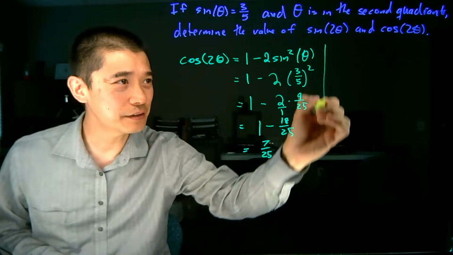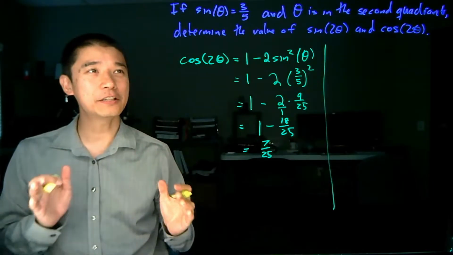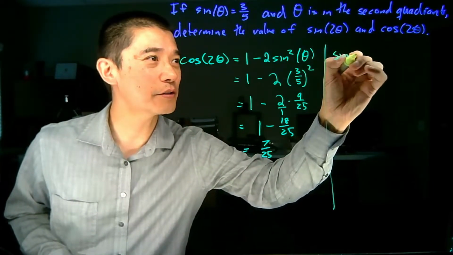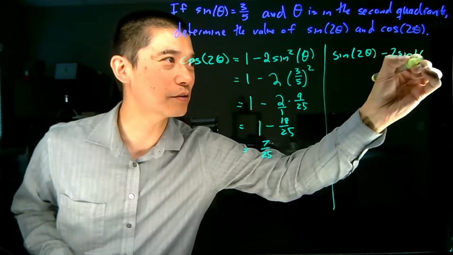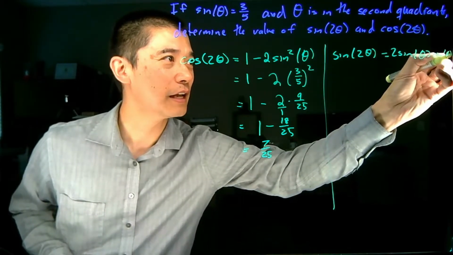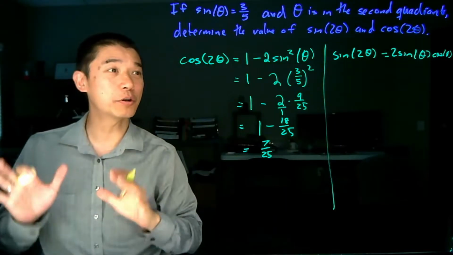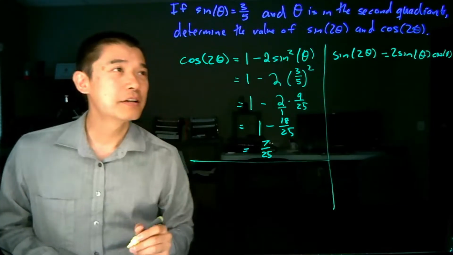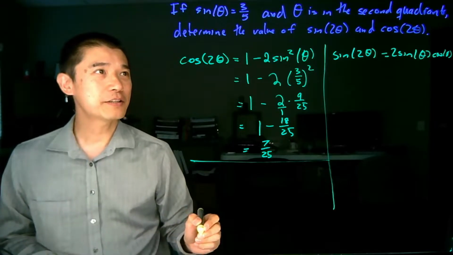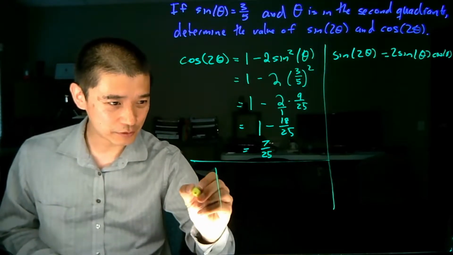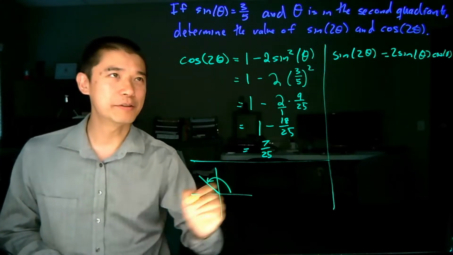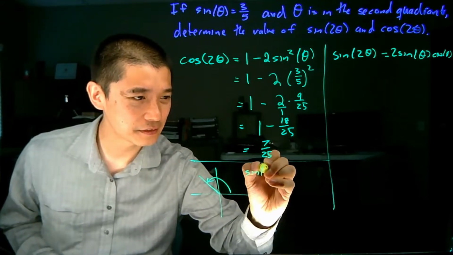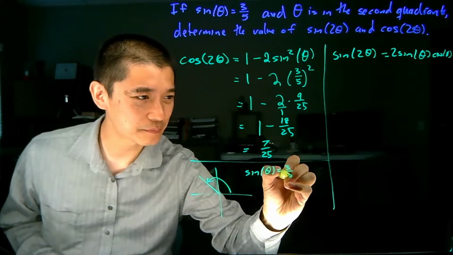Now to get the value of sine of 2 theta, we actually need to know what the value of cosine theta is, because the formula of sine of 2 theta is 2 sine theta cosine theta. And that cosine theta value is one that we currently don't have. So let's take a look. Sine of theta is 3/5 and theta is in the second quadrant. So our theta looks like that. And we know that sine of theta is equal to 3/5.